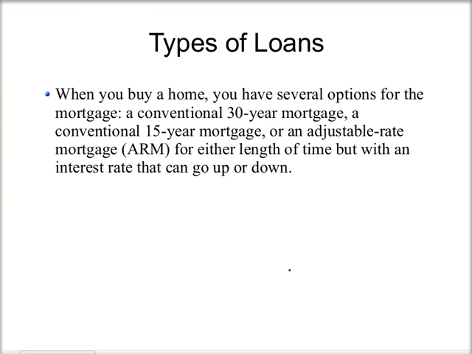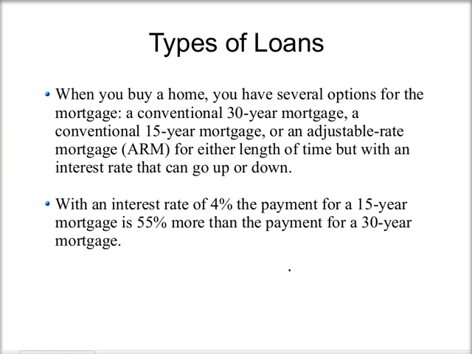So let's talk a little bit more about types of loans. You might know that when you buy a home, you have several options for the mortgage, and these are some of the common options. You can get a conventional 30-year mortgage with a fixed interest rate, or a conventional 15-year mortgage, or an adjustable rate mortgage for either length of time, but this kind of mortgage is going to have an interest rate that can go up or down, so your payments might change over time.